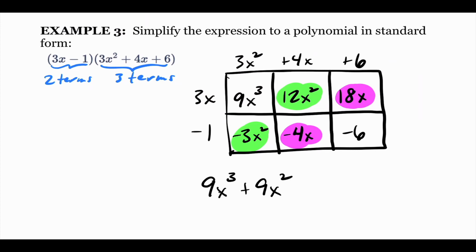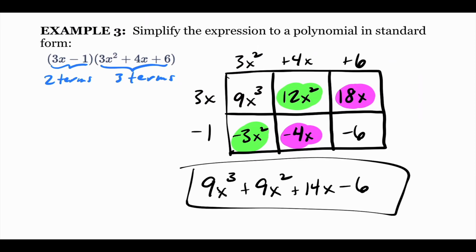Same thing with the purple. I don't collect powers. So it's going to be positive 14x minus 6. You are done. There's no more like terms. It didn't say to factor or anything. If it said factor, we'll get to that later in the chapter. But for right now, it's just adding, subtracting, multiplying.